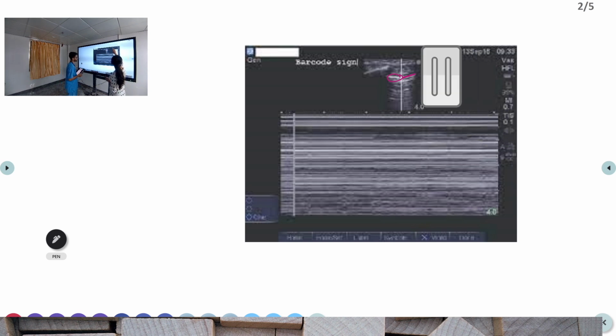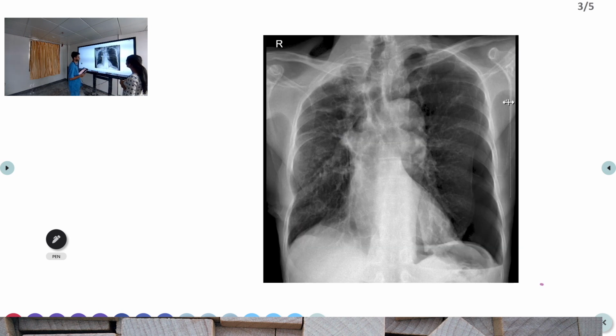Normally, if it is an aerated lung and the pleura is moving, that is called an A profile. In case of pneumothorax, that profile is called an A dash profile. A dash profile means pneumothorax. Then how did you diagnose it as pneumothorax? Taking an X-ray. Okay, explain.